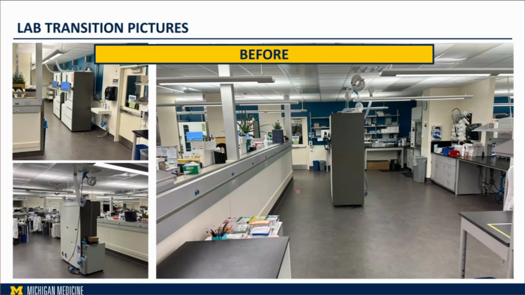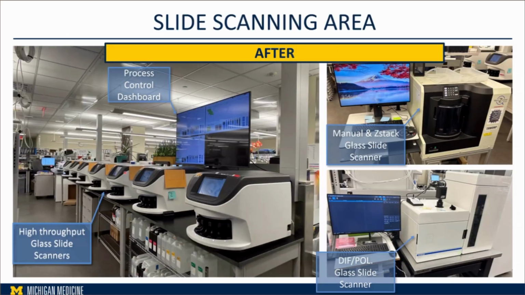I'm sharing with you the space before all these benches, like we created a space. And then after that, as you see, these are the benches when we build all these scanners for multiple scanning purposes: high throughput, bright field, H&E, Z-stacking, frozen section, as well as polarization, direct immunofluorescence, etc.